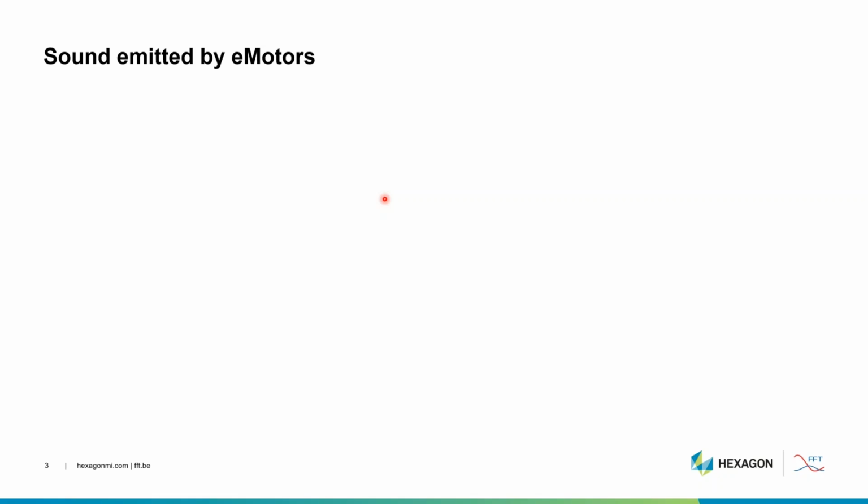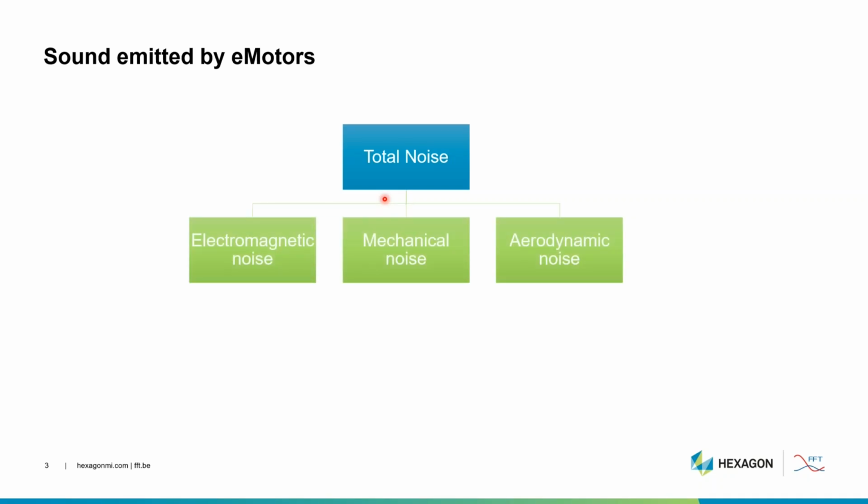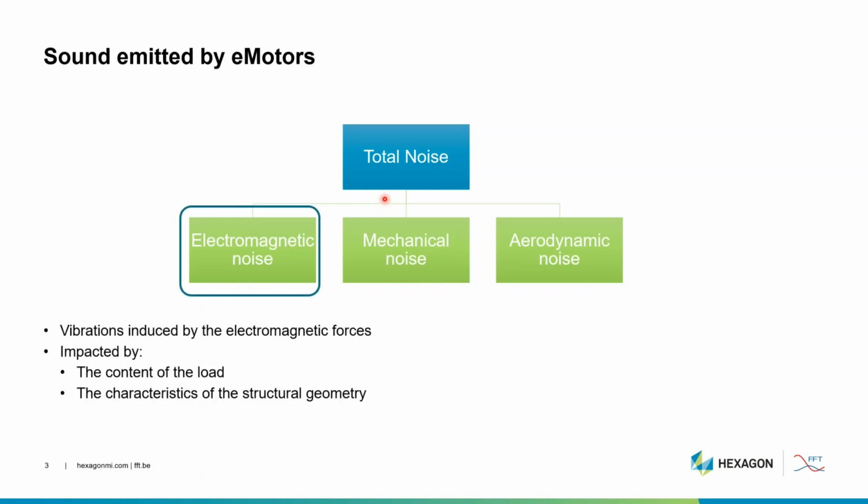So just as a brief summary, when it comes to the sound emitted by e-motors, the total noise can be divided into three main contributors: electromagnetic noise, mechanical noise, and aerodynamic noise. In today's presentation, we'll focus on the electromagnetic noise that consists in the noise induced by the vibration due to electromagnetic forces. We will see that this noise is impacted by the content of the load, so the frequency content of the electromagnetic forces, and of course by the characteristics of the structural geometry of the casing in this case.